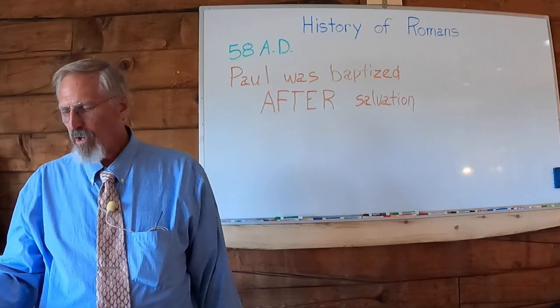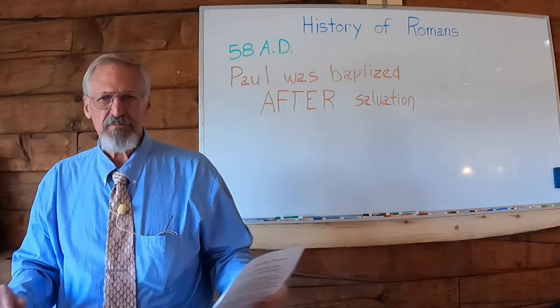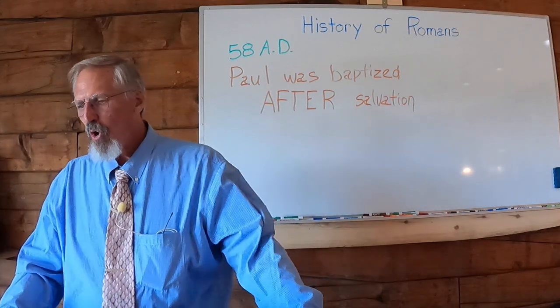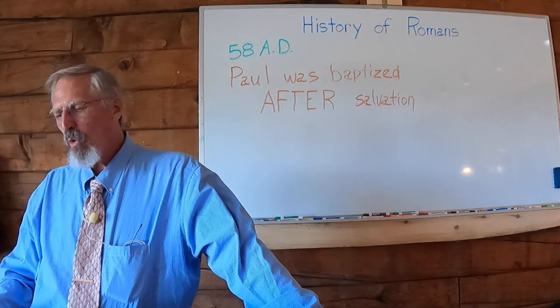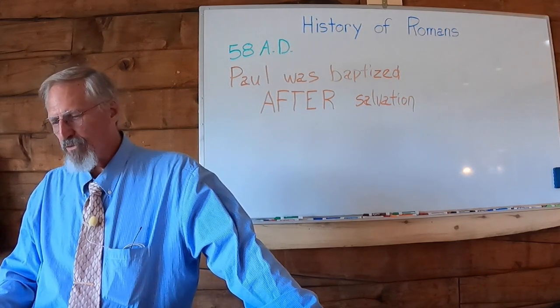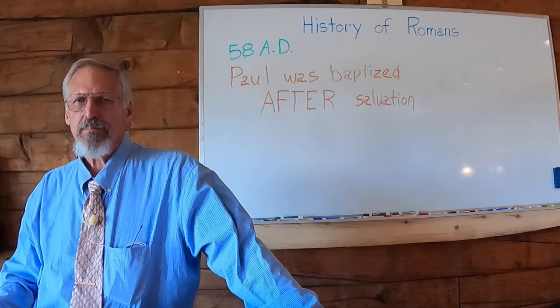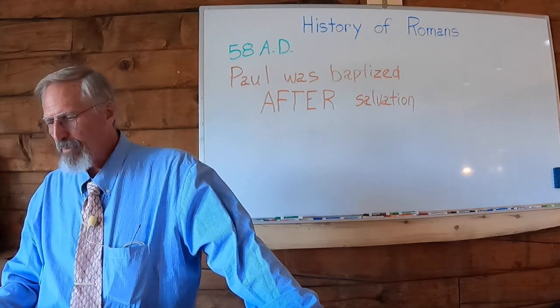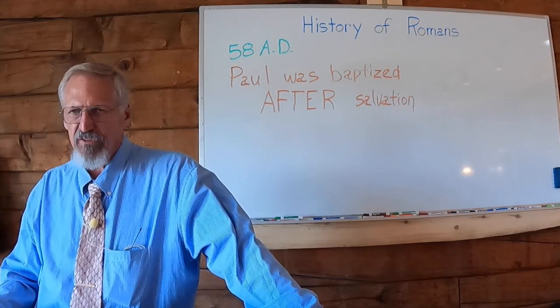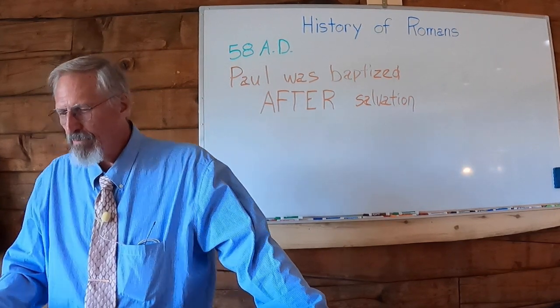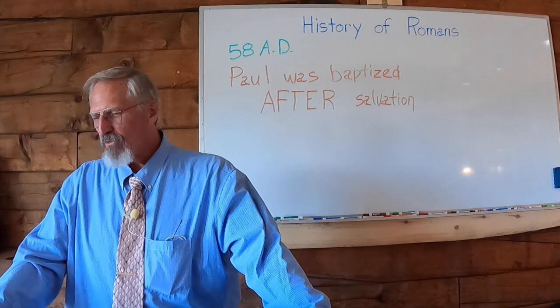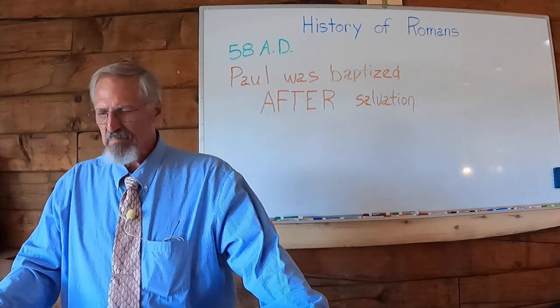It was Rome who nailed Jesus Christ to the cross. It was Rome who put the spear in his side. It was Rome who tried to murder him as soon as he was born. It was Rome who beheaded all of his apostles with the exception of John, or killed them, might not be beheaded, but killed them. Is it appropriate that Paul's letter starts with Rome?